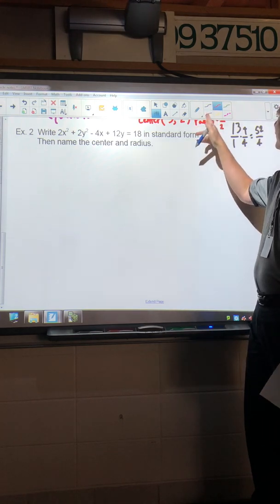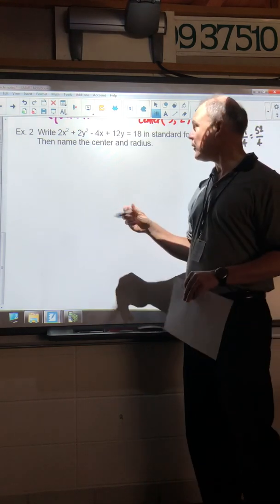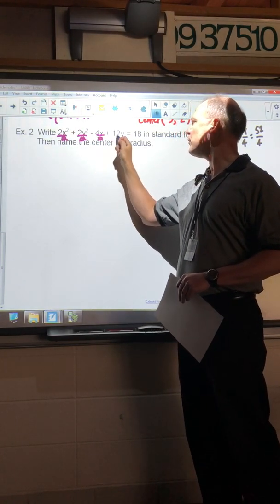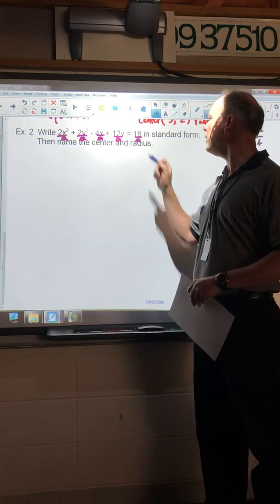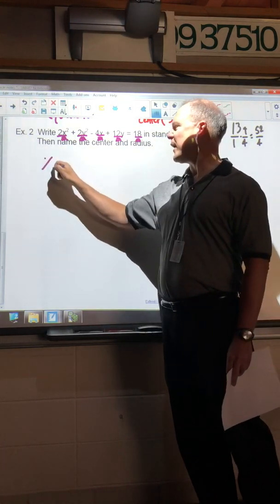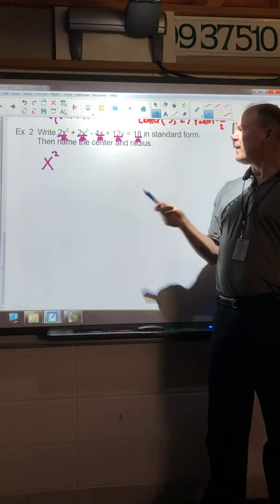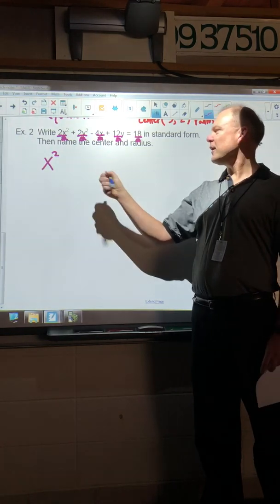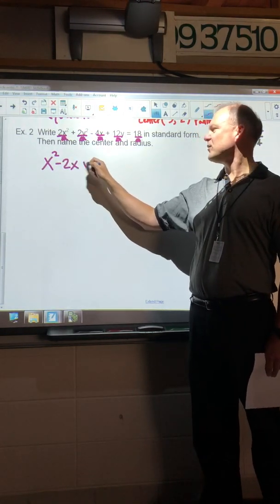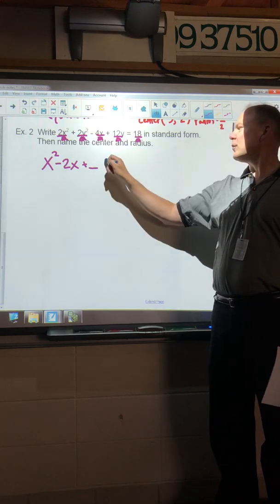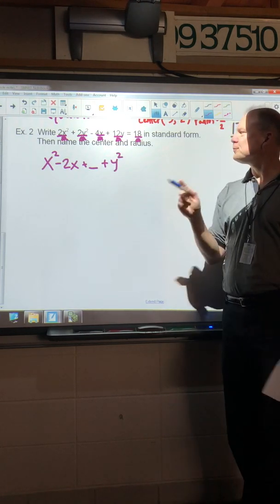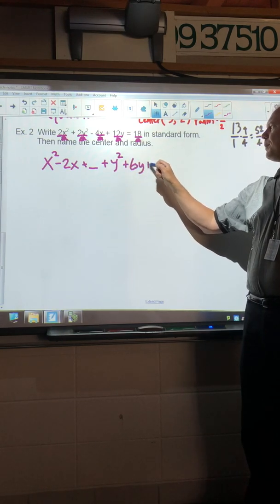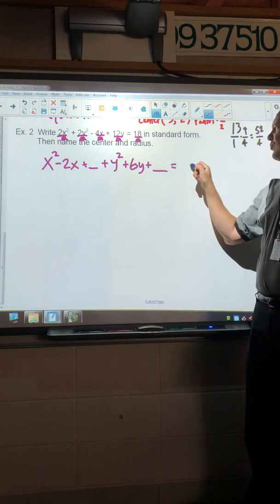Okay, let's see how you did here. So we're dividing everything by 2, so our leading coefficient becomes 1. So that's going to become x squared. And then if you want to do the rearranging at the same time, I've got minus 2x, y squared plus 6y. And 18 over 2 is 9.